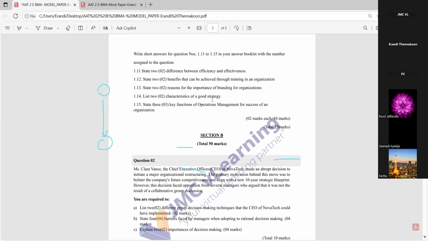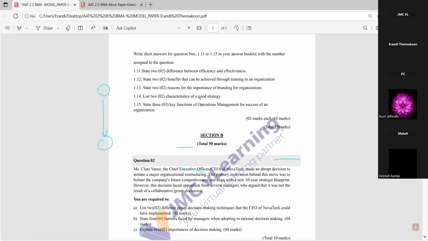And what about employees? They will be more proud and more satisfied: we are working in this kind of organization, our brand is this. And trust creation. So these are the reasons or the importance of branding for an organization. Here also you have to mention two reasons.